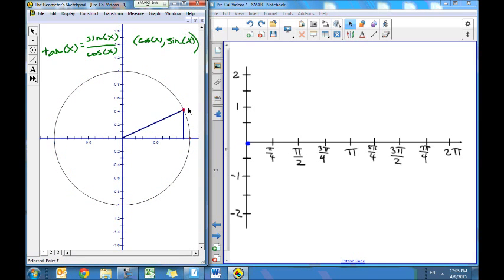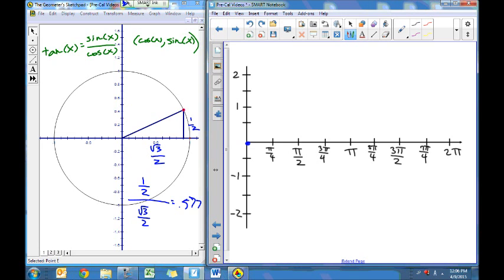At about pi sixths, the y-coordinate is 1/2, and the x-coordinate is root 3 over 2. Now the opposite over the adjacent, 1/2 divided by root 3 over 2, is equal to the decimal approximately 0.577. So at pi sixths, I'm at 0.577, which is approximately there. Let's keep going.